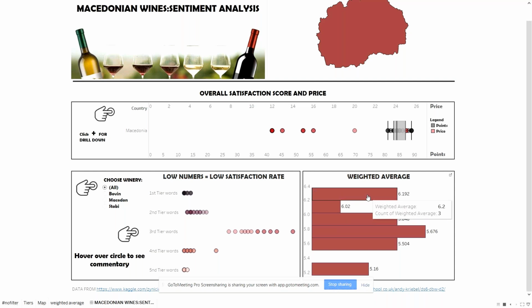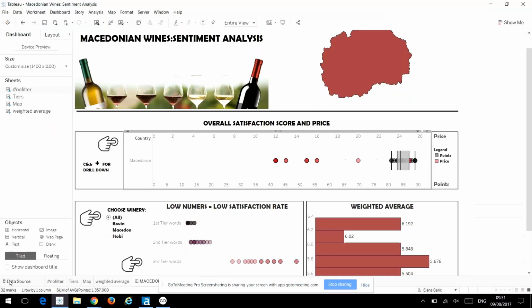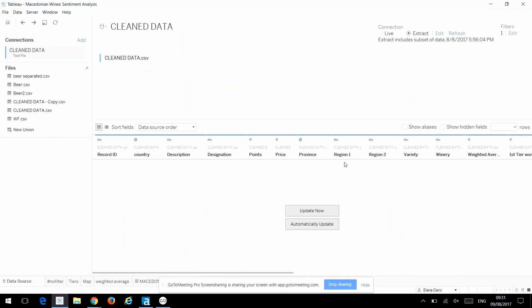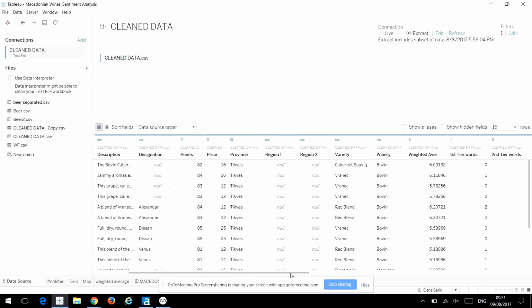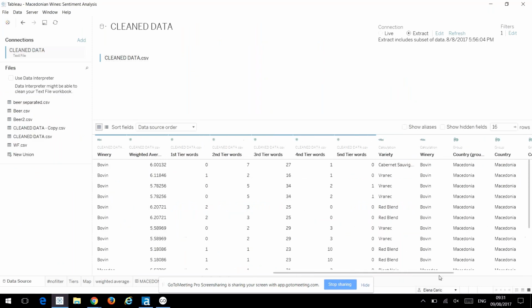Right, but what are you counting? I'm asking, are you counting the number of words? Are you counting the number of lines? What is it counting? Let me go back. The data here just gives me one score for the weighted average. Let's just go to that sheet.